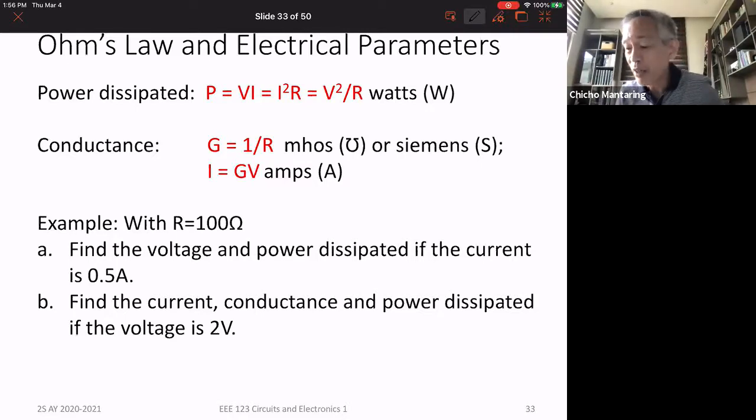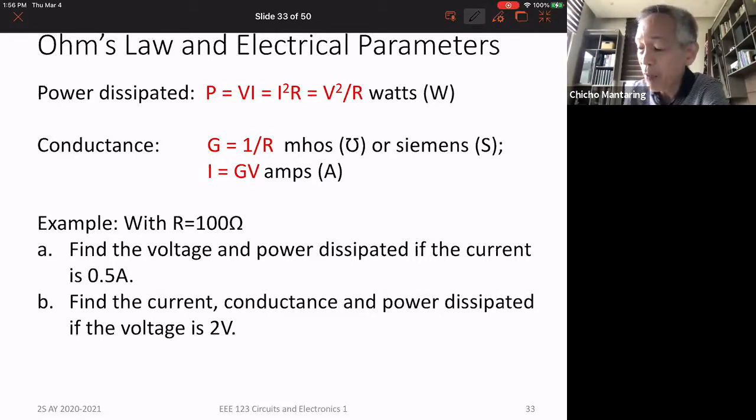I think these examples are very easy. Sorry, there's a question. What's the difference between mhos and siemens? Nothing. They're the same thing. But the more proper term, the real official term, is siemens.